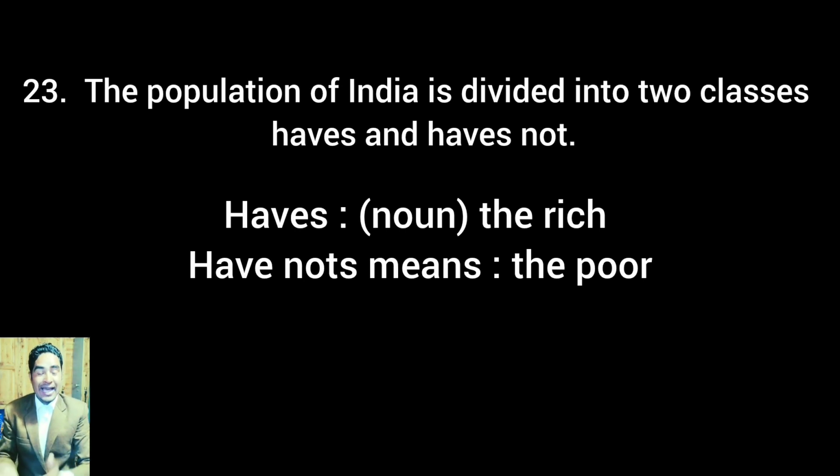We don't say haves not, because have not is a compound noun. When we make a noun plural, we add s or es at the end of the noun. Okay? Have and haves not. I'm so sorry. Haves and have nots. Haves, the rich. Have nots, the poor. Let's move on to the next question.